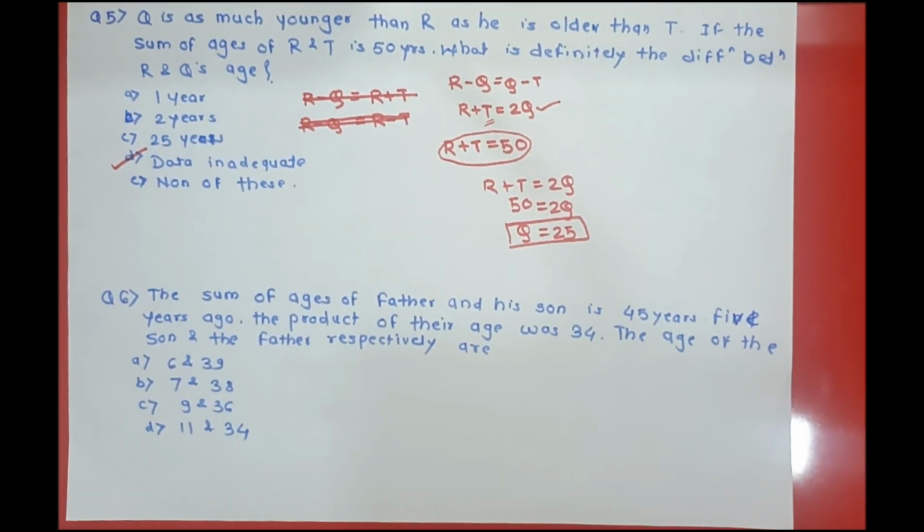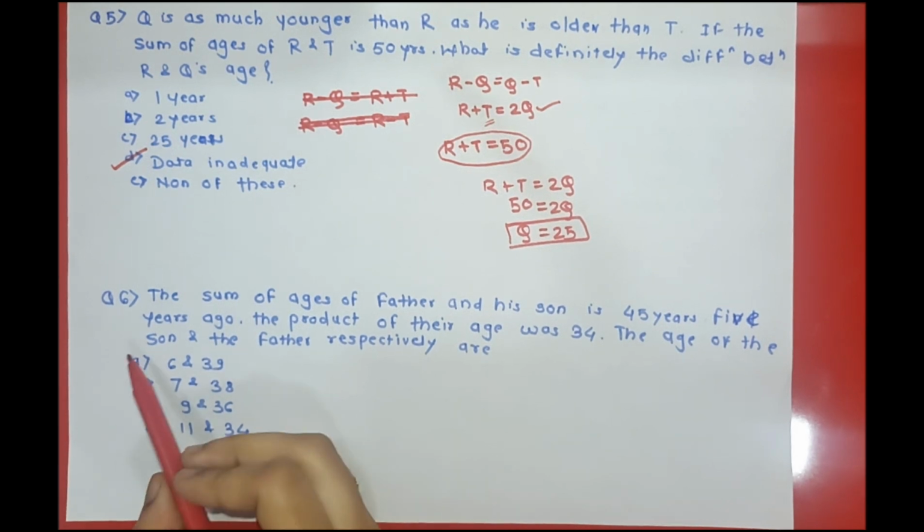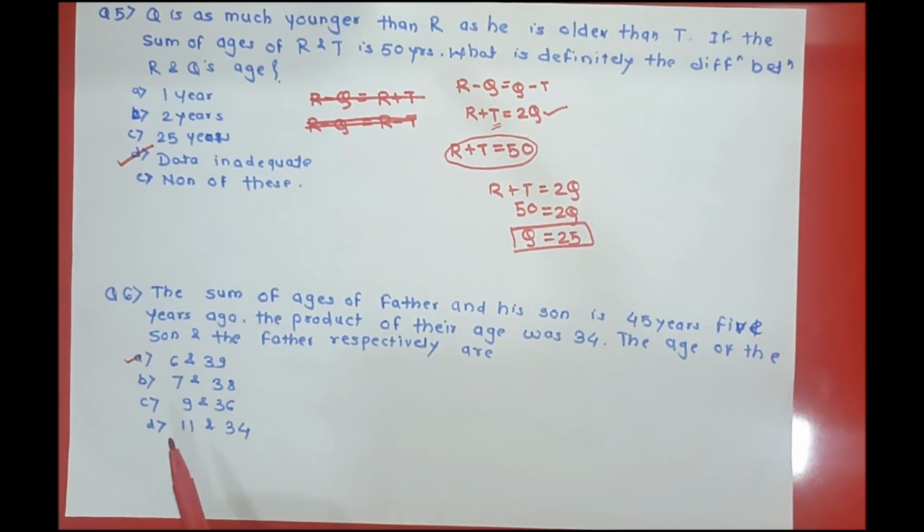The next question is, the sum of ages of father and his son is 45 years. 5 years ago, the product of their ages was 34. The ages of son and the father respectively are? Now this is a homework question. You have to find the answer and write it down in the comment section. The correct answer is option A. The son's and father's ages are 6 and 39 respectively.